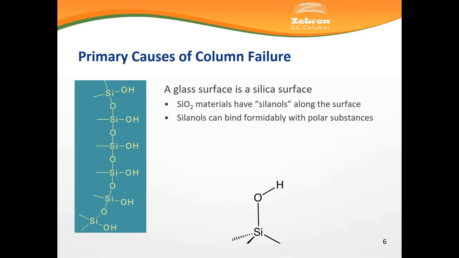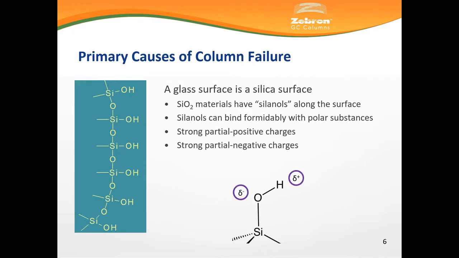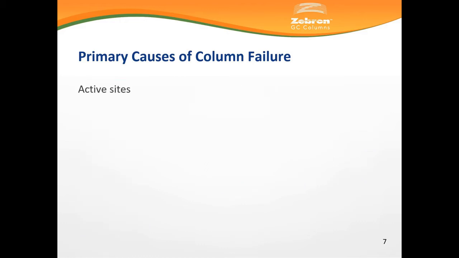The hydroxyl group itself presents strong partial positive charges and strong partial negative charges towards analytes. The strong partial positive charge will have an affinity towards electronegative analytes, particularly neutralized bases. Likewise, the strong partial negative charge will have an affinity towards hydroxyl groups, particularly those associated with neutralized acids. Active sites are the primary cause of column failure.